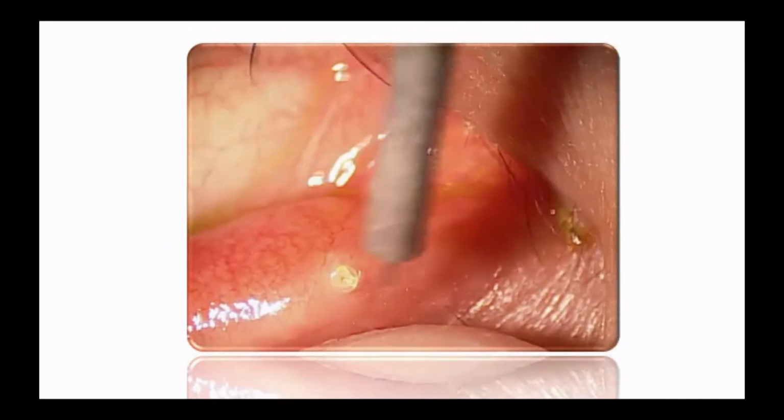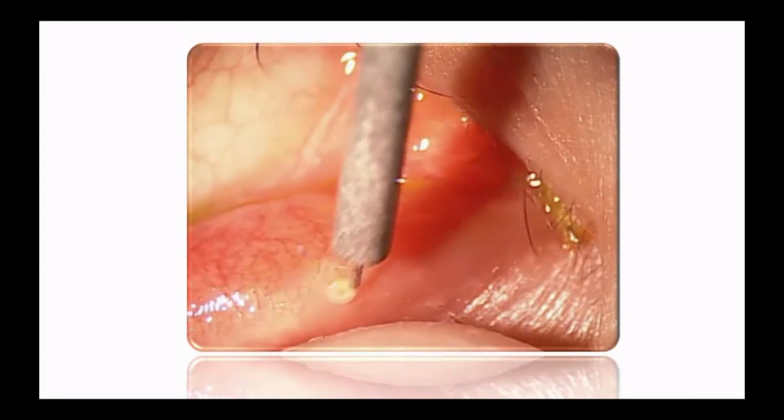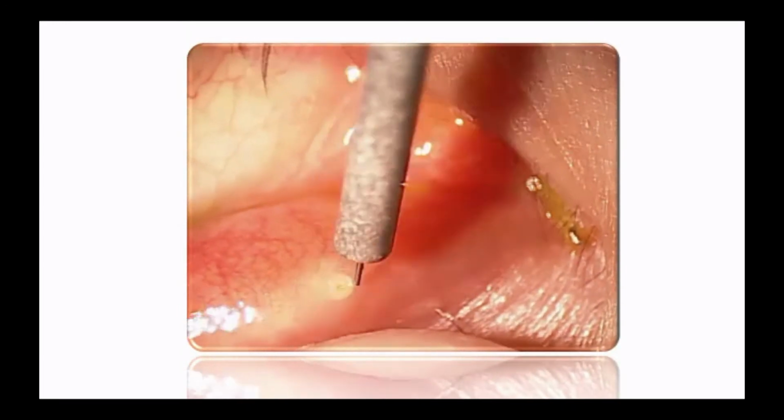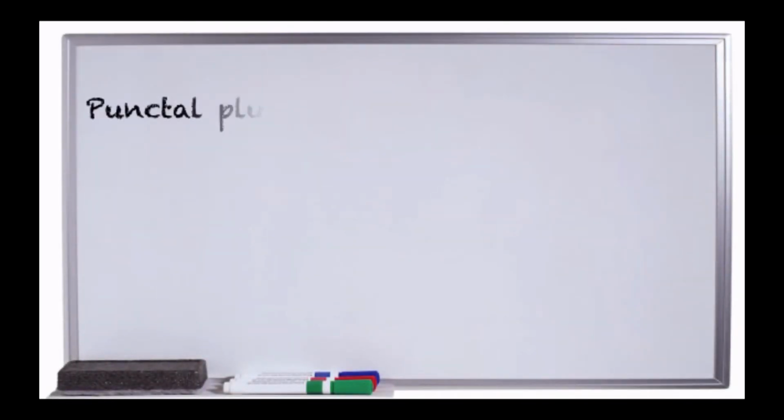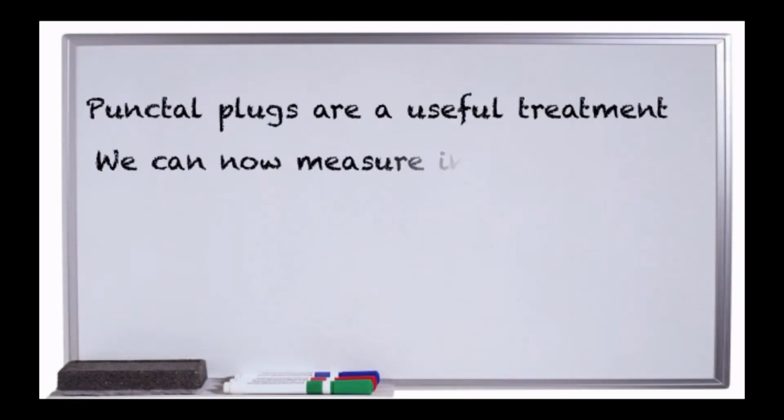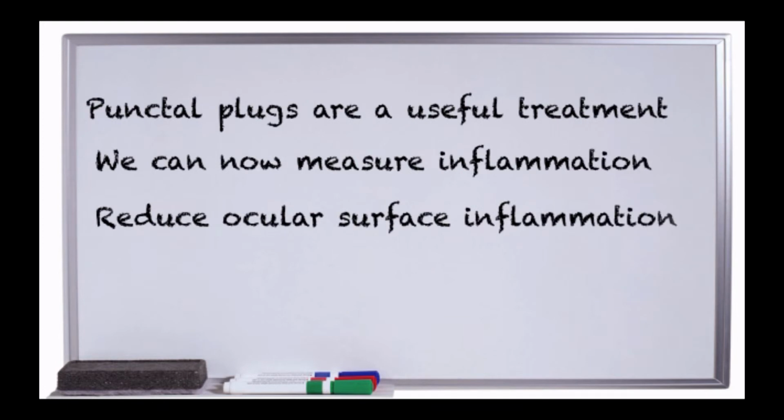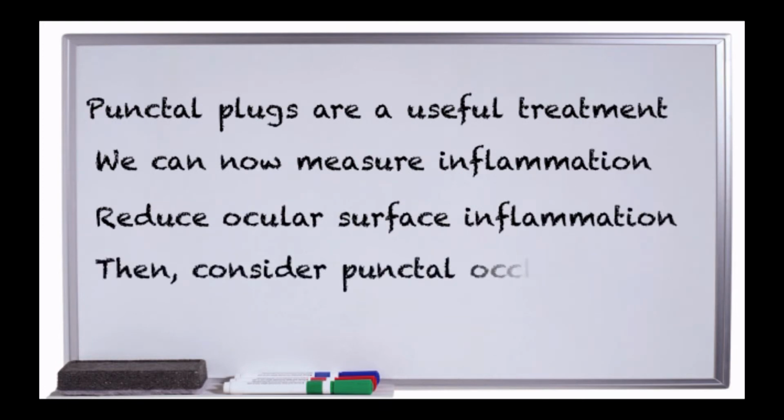Also remember that their use can now be targeted by measuring ocular surface inflammation. And if significant inflammation is present, consider decreasing inflammation. Then, when inflammation has subsided and its reduction has been confirmed with point-of-care testing, punctal occlusion should be considered. Keeping these things in mind will help improve patient outcomes, which is ultimately why we do what we do.